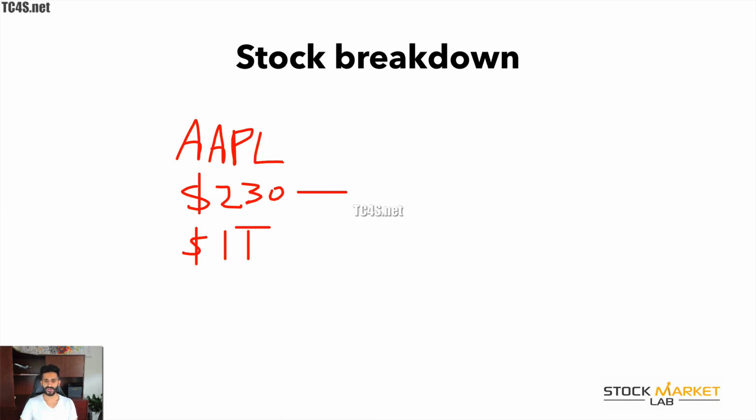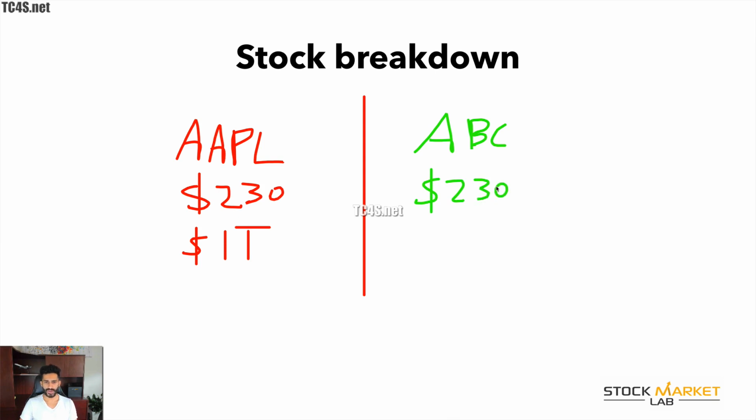Now, let's say we have another example, and this is a mistake I personally used to make a lot when I first started trading, right? And I want people to avoid this or have a solid understanding. Let's say we take stock ABC, okay? Let's say on stock ABC, same thing. Stock ABC is worth, the share price is $230, but stock ABC has a valuation of $1 billion, right? A billion and a trillion, there's a huge difference.